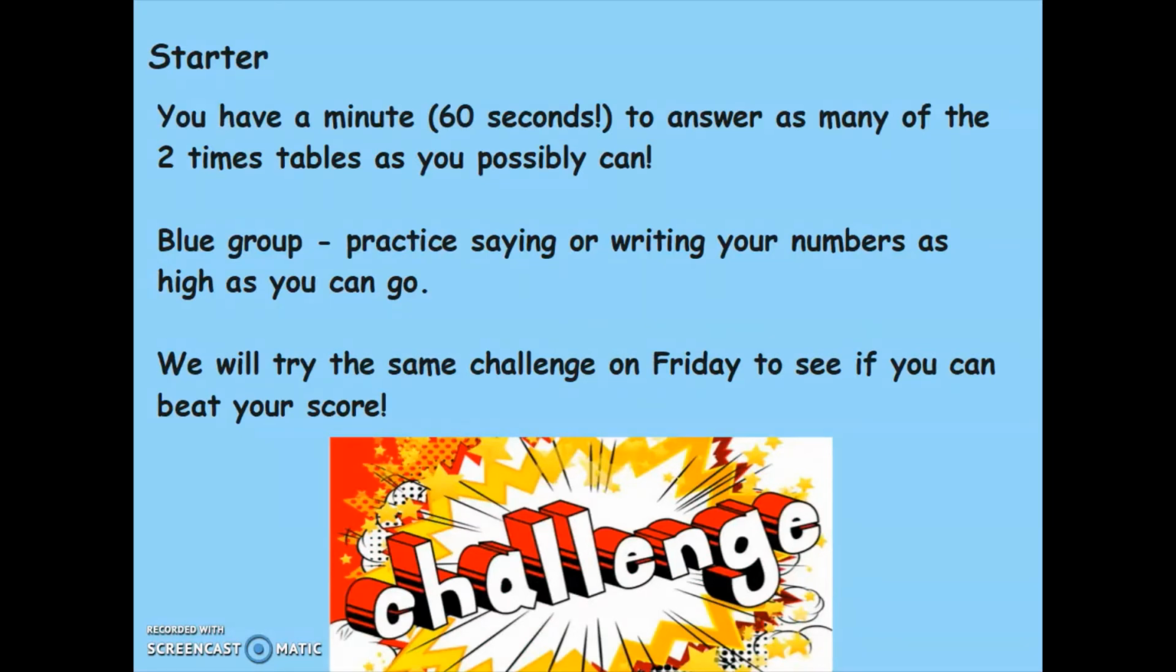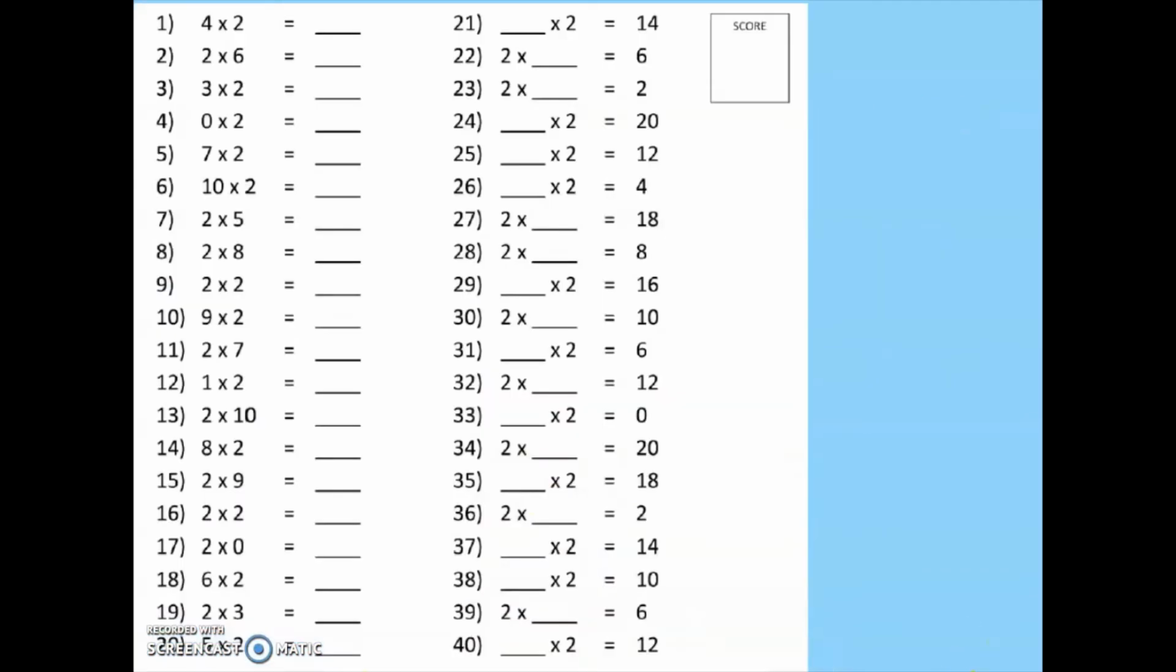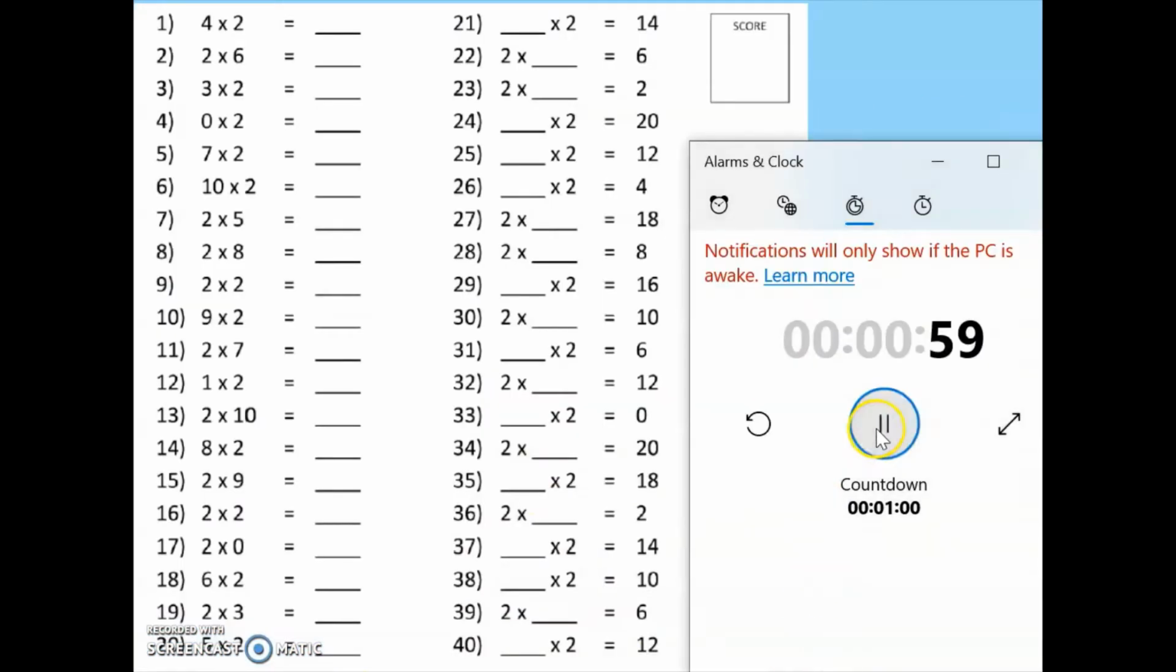To start off with this morning, I've got a challenge for you all. I'm going to give you a minute, so 60 seconds, to answer as many questions as you possibly can and give yourself a score. Blue group, you're going to practice saying or writing your numbers as high as you can go. So starting at 1, 2, 3, and go as high as you possibly can in a minute. And then on Friday, we're going to try the same challenge and see if you can beat your score. Are we all ready? Questions are going to start. Put the timer up. Go. Answer as many as you can.